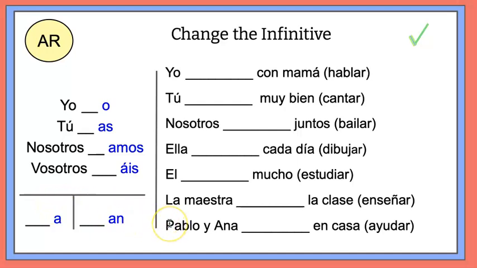Let's skip to the last one. You have Pablo y Ana. That's more than one person. These two people, so it's plural. You would add the AN. So ayudar, take off the AR, write the stem, AYUD, and add AN.